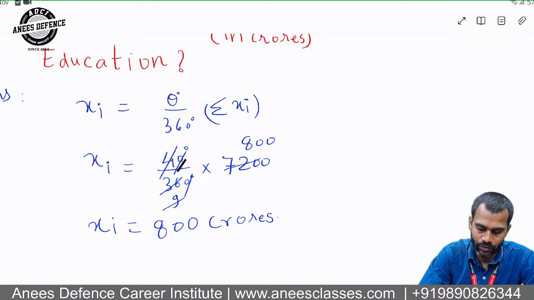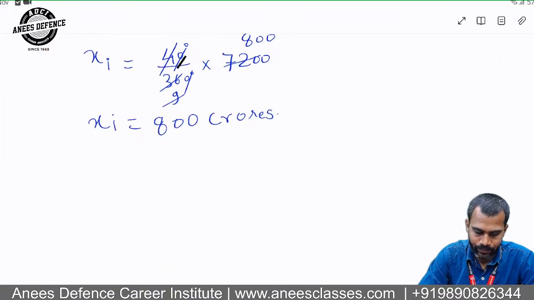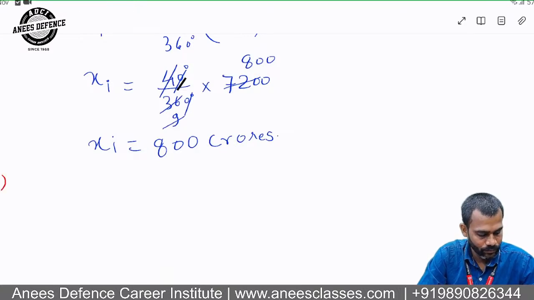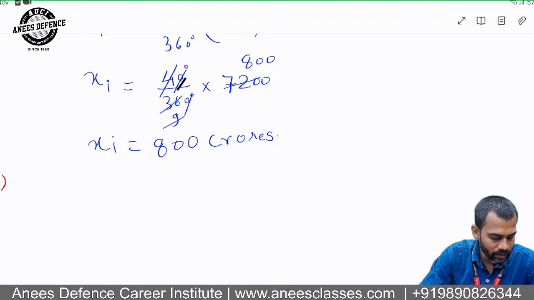Okay, next question. So question number 3 now. What is the question? How much money is allocated? Please write down the question.